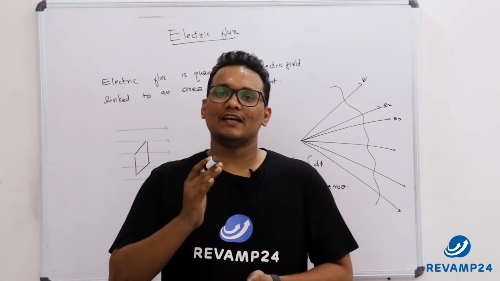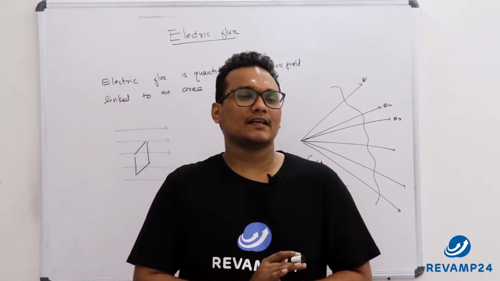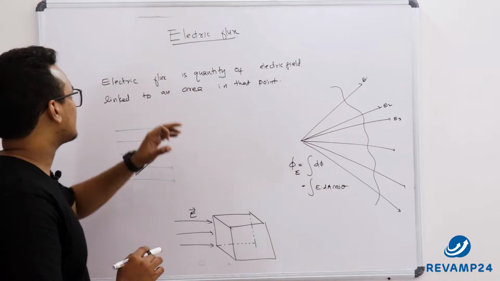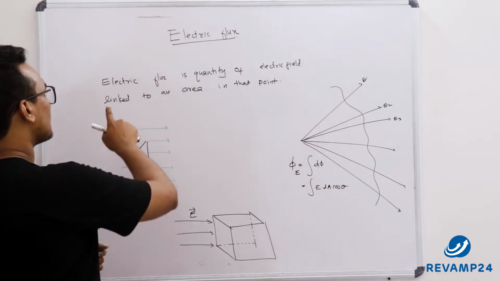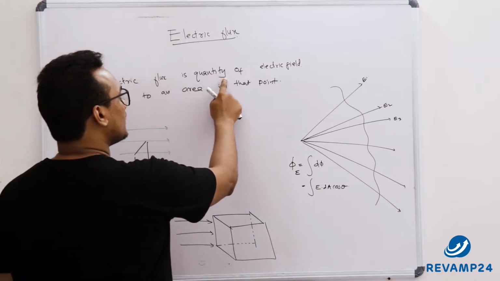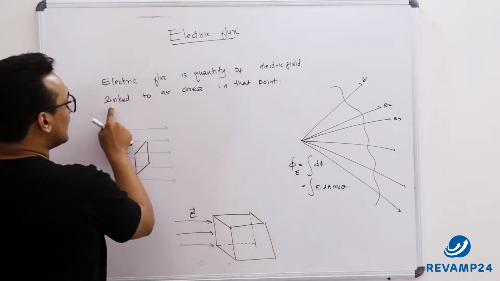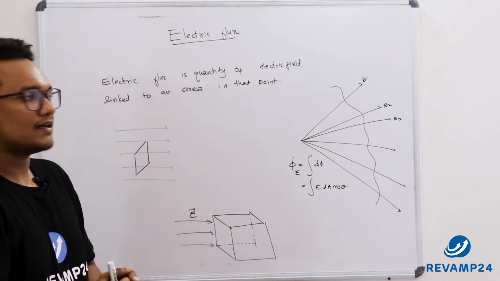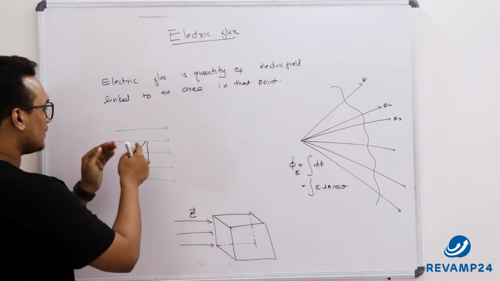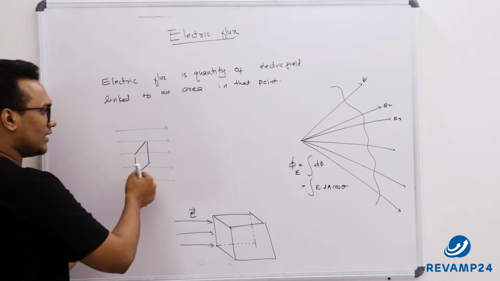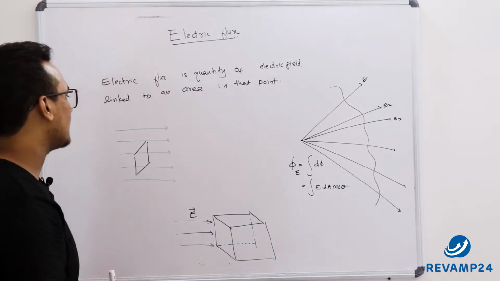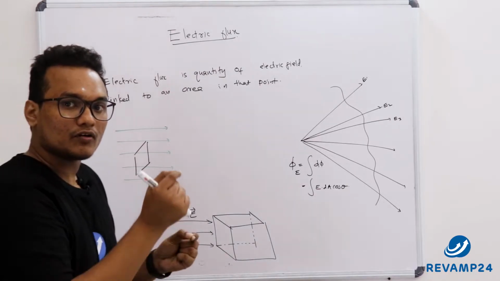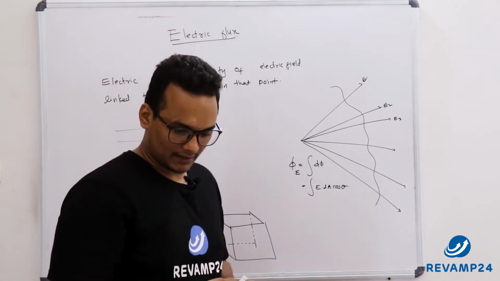In this video, I will explain the concept of electric flux. Now let's see the definition first. Electric flux is the quantity of electric field linked to an area at that point. So simply I can say that when we take an area in an electric field, it is the total number of field lines passing through that area.